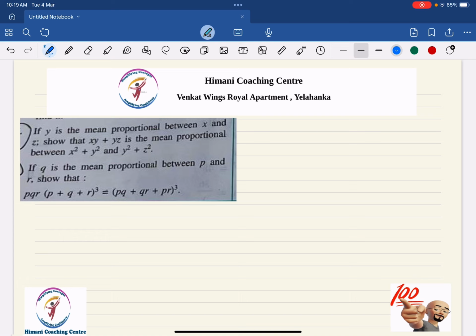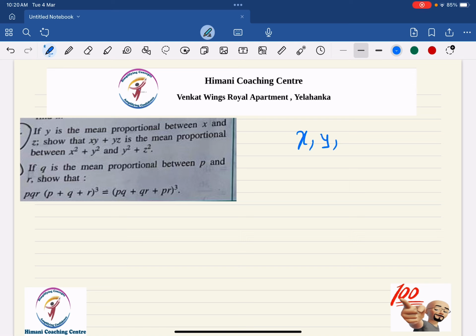Question number 1 says if y is the mean proportional between x and z, show that xy plus yz is the mean proportional between x square plus y square and y square plus z square. So let us first understand what is the meaning of y is mean proportional between x and z.